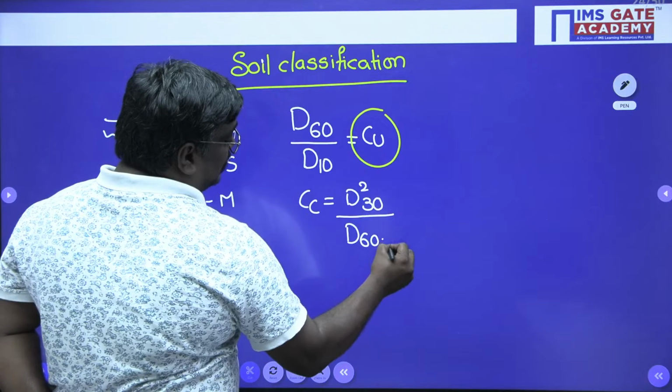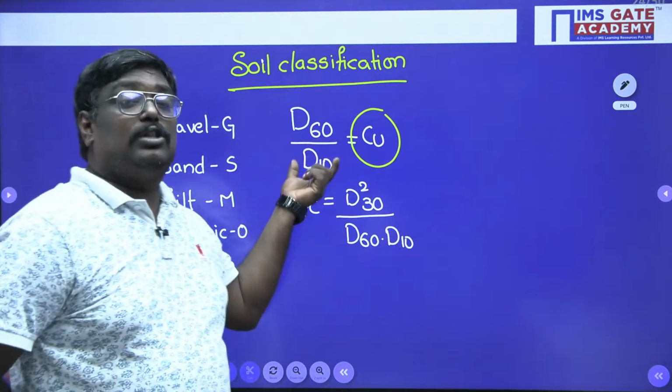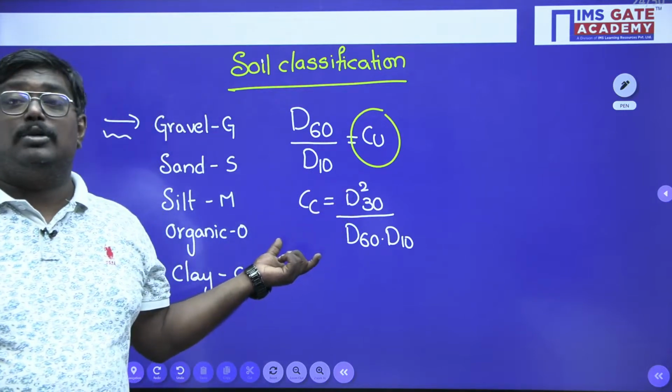Okay, these are the important formulas related to the particle size. One talks about the range of the size, the other talks about the shape of the curve.